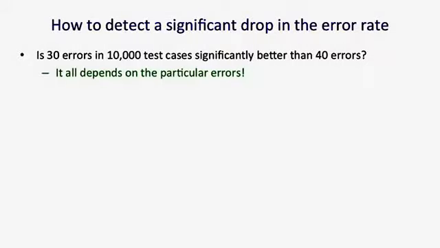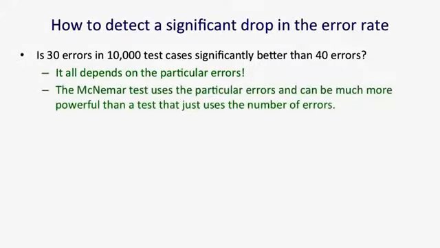Rather surprisingly, it turns out it depends on which errors they make. The numbers don't provide you enough information. You have to know which ones they get wrong and which ones they get right. So there's a statistical test called the McNemar test that uses the particular errors and is far more sensitive than just using the numbers. Let me give you an example.